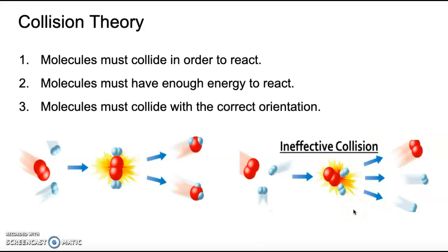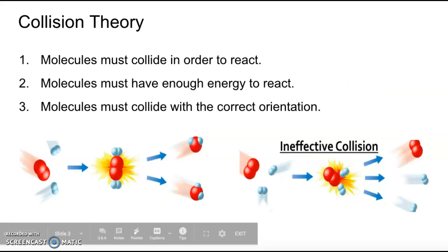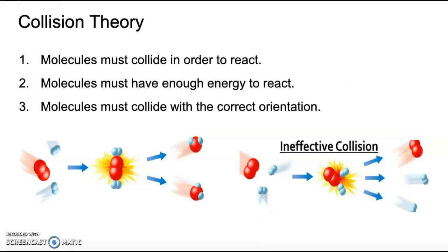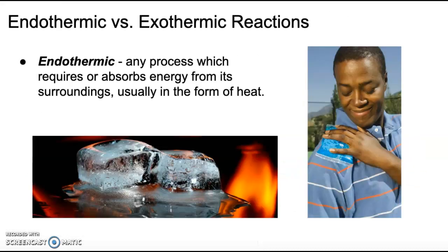All right, so whenever we're thinking about chemical reactions, we have to consider collision theory and how and with how much energy molecules are colliding. Next, we're going to talk about the energy of reactions. Chemical reactions can be either endothermic or exothermic in terms of the energy change that occurs during the reaction.